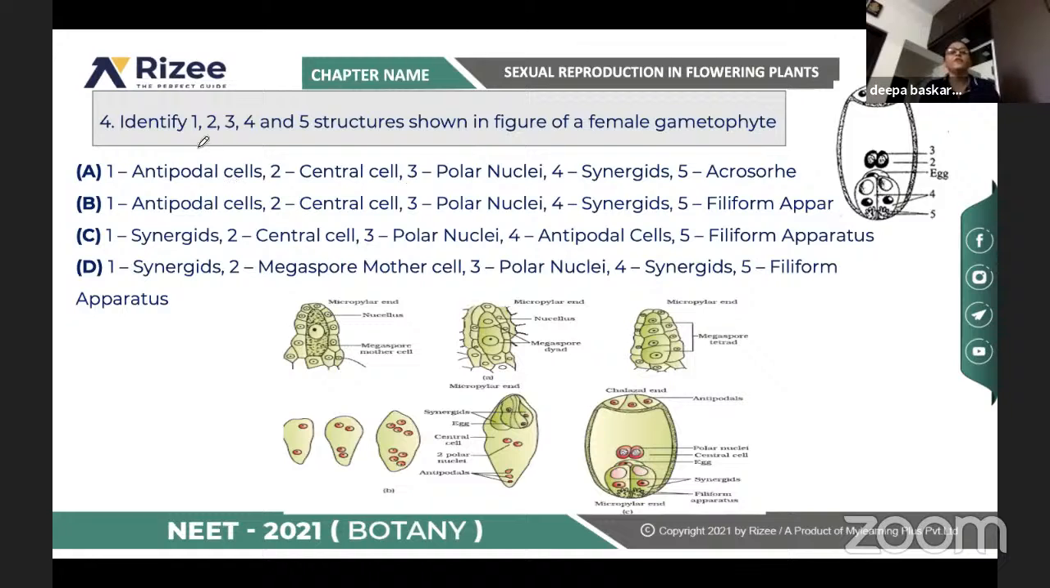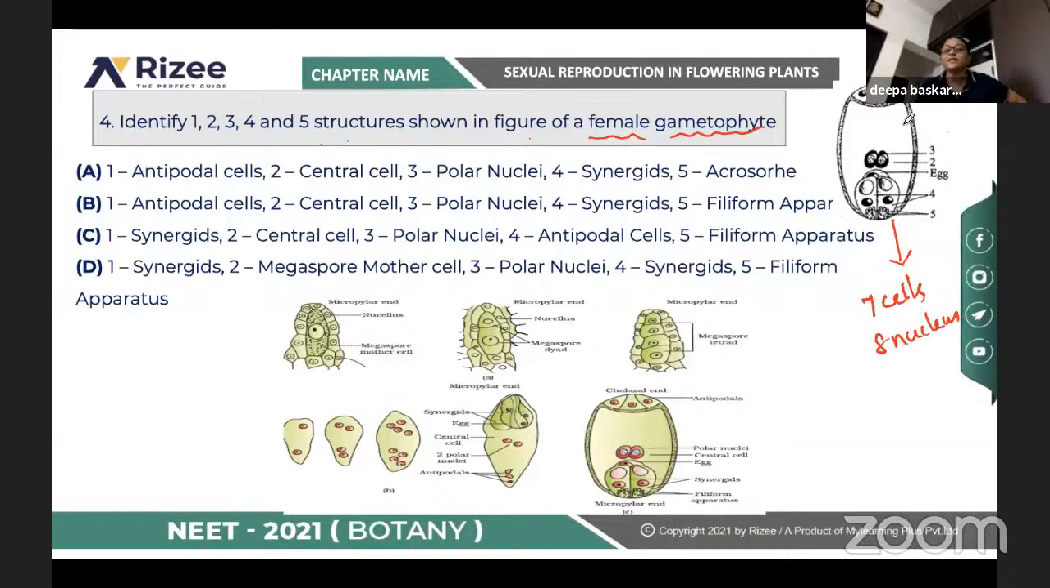Fourth question: identify structures 1, 2, 3, 4, and 5 shown in the figure of the female gametophyte. I have given so many diagrams because this chapter consists of many diagrammatic representations which help you identify the mechanisms involved in different processes. Here we have to identify 1 to 5. This is the embryo sac, which generally has 7 cells with 8 nuclei.